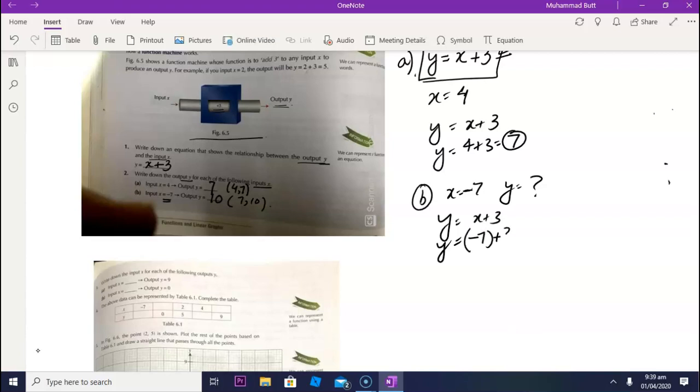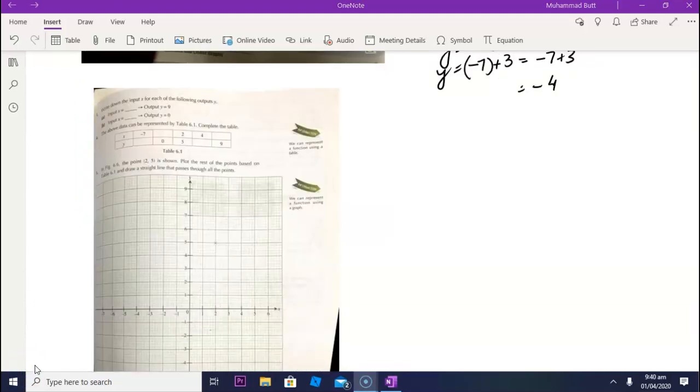Minus 7 plus 3, and it will be minus 4. So the output y for x equals minus 7 will be minus 4, and the ordered pair will be minus 7, minus 4.